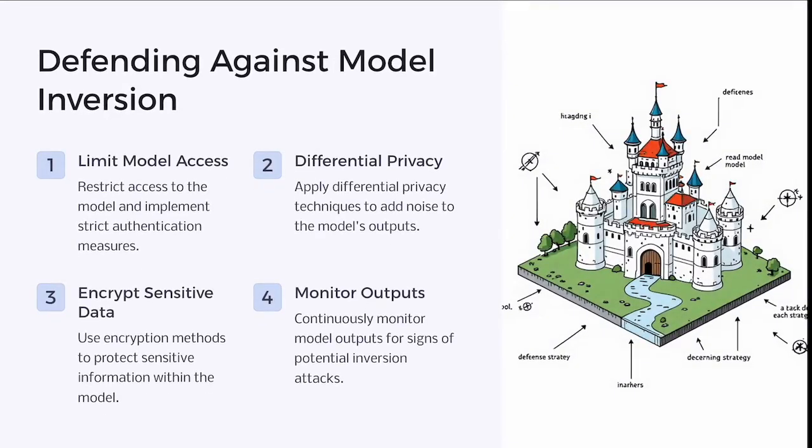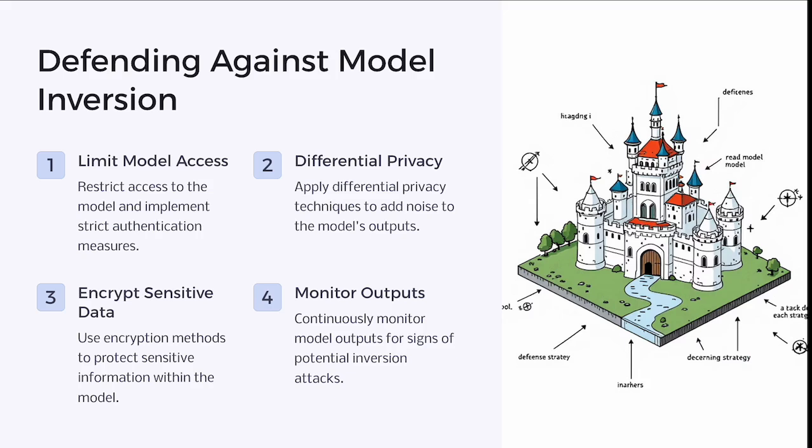So, what would be the step-by-step defense for this? Step 1 is to limit model access. Restrict who can query the model and how often, using API keys and rate limiting. Step 2, differential privacy: incorporate techniques that add noise to outputs, minimizing the risk of exact data reconstruction. Step 3, encrypt sensitive data.